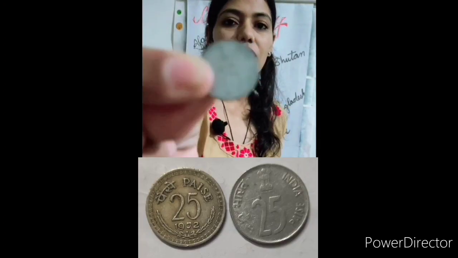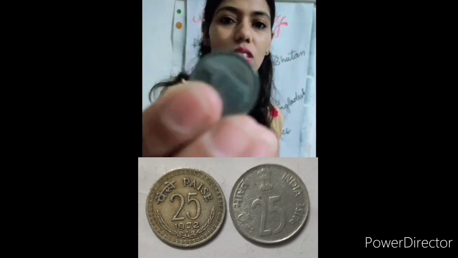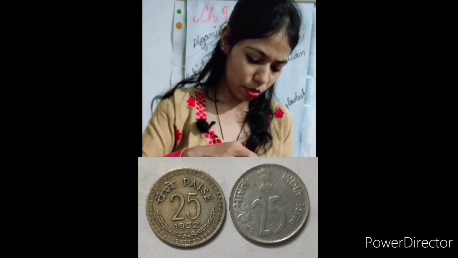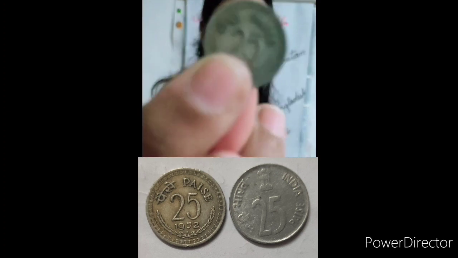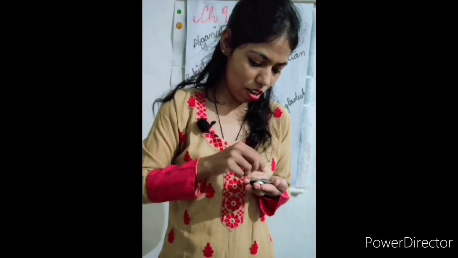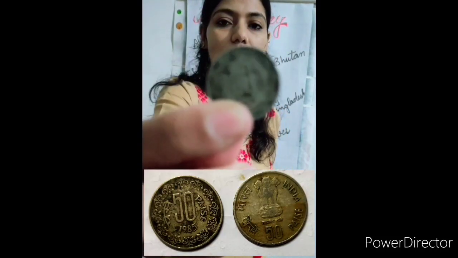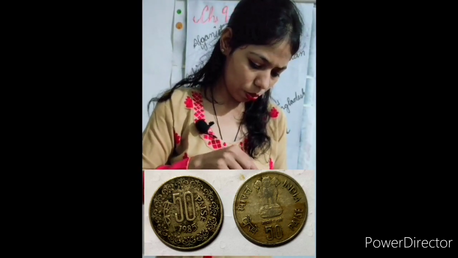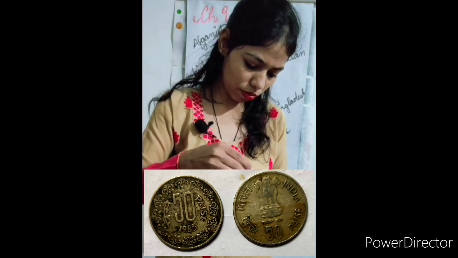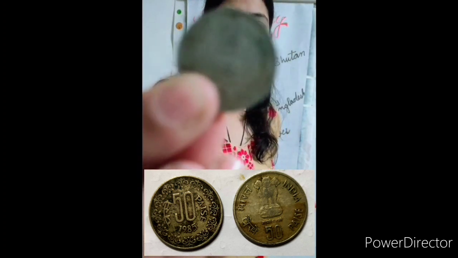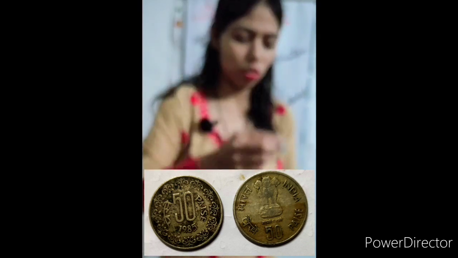And this one is a 25 paise coin. I have one more of 25. See, one more. And I have a 50 paise coin as well. I have one more coin. I think most of you have seen these coins for the first time.